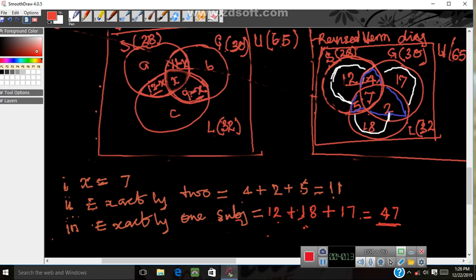Okay, so in all, if you add exactly one, exactly two, and all the three, you must still get 65. You can prove it. Now, this is 11 plus 47. It's going to give me 58, plus 7 will still give me 65, which is equivalent to the universal set. Good. Our next lesson will be looking at the alternate aspects. So for now, let us end the lesson here.